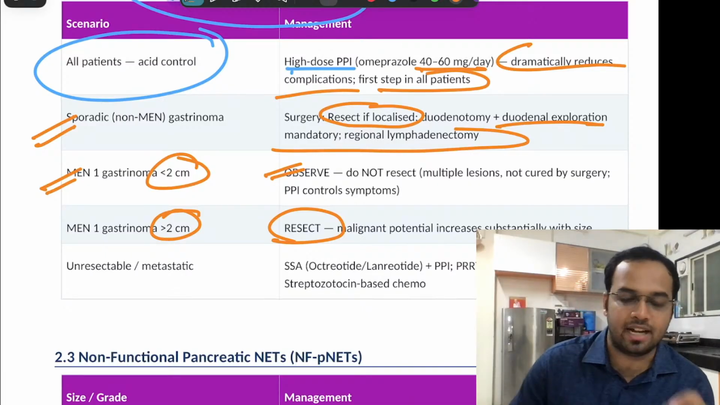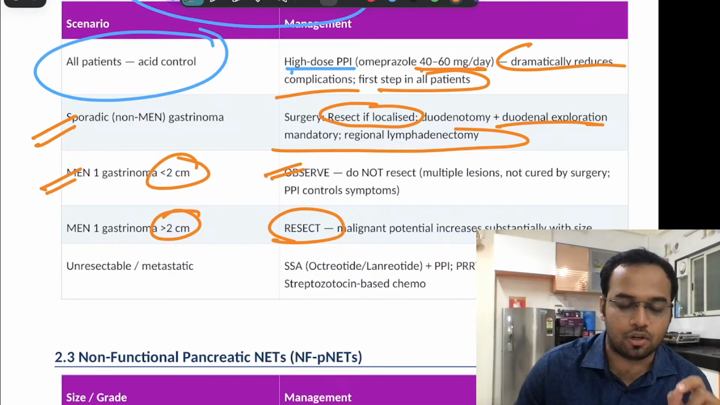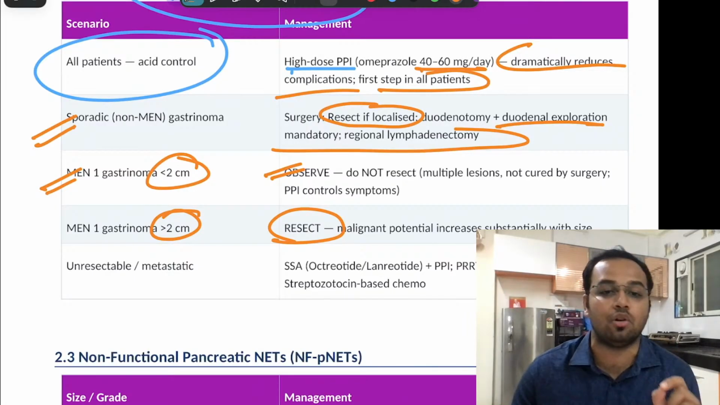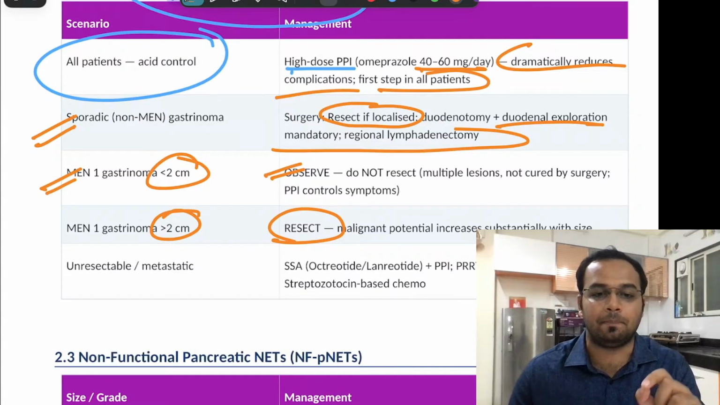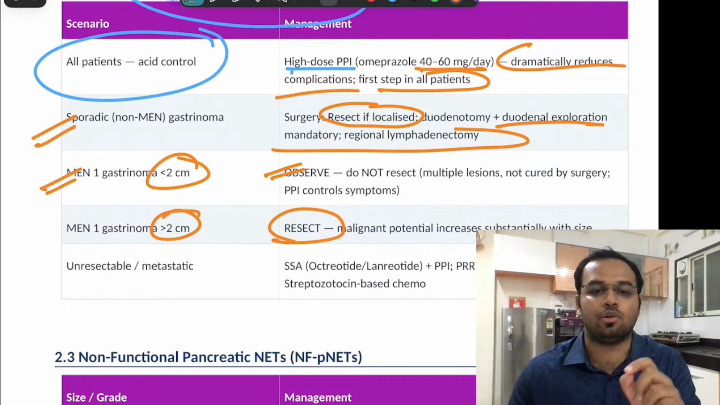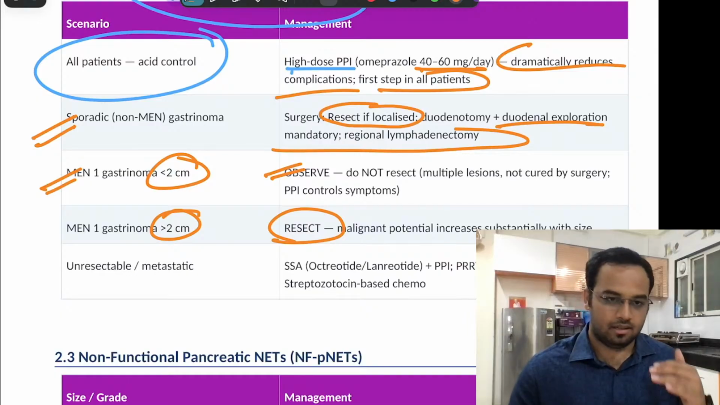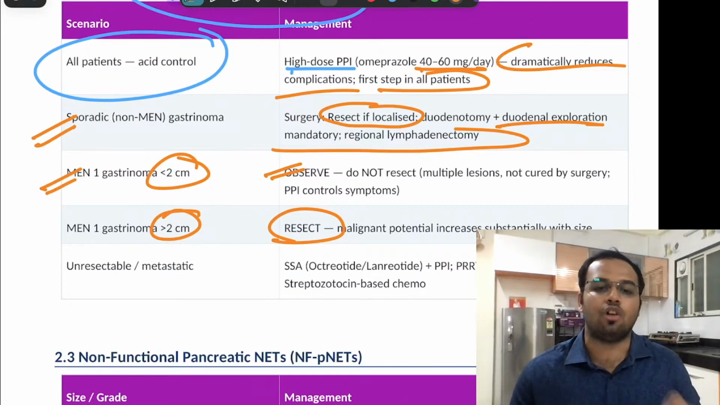This is the MCQ point. Whenever you talk about MEN 1 syndrome, the gastrinoma size is going to be very small, typically present in the duodenum. But whenever it is present in the pancreas, it is going to have a grave prognosis. So whenever it is in MEN syndrome, they are going to be small in size and you need not go for resection.